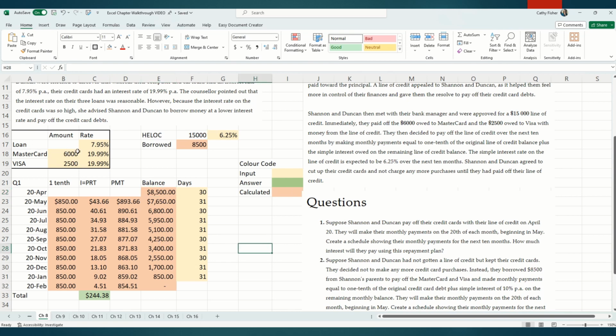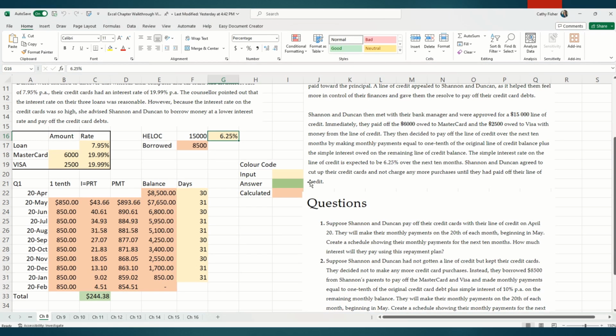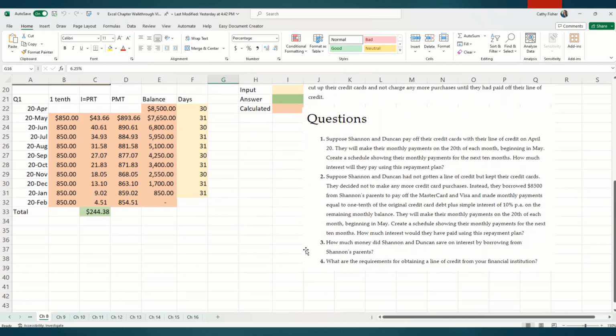And then if they happen to borrow more money, or if the interest rate changes, it would automatically update that. So let's move on to question 2. So I will start question 2 right here.